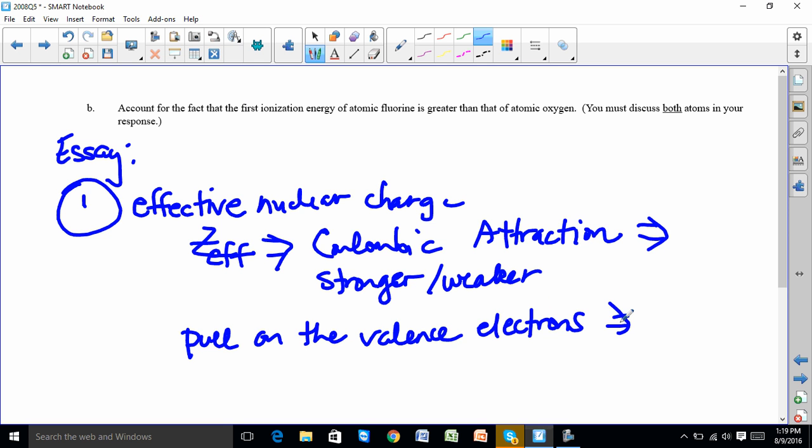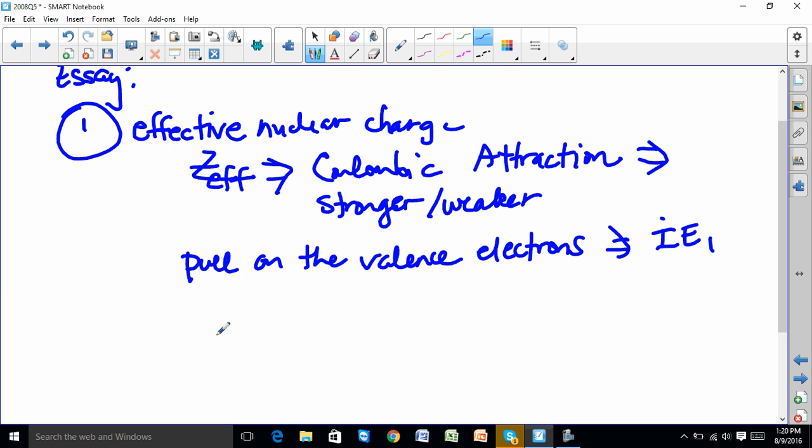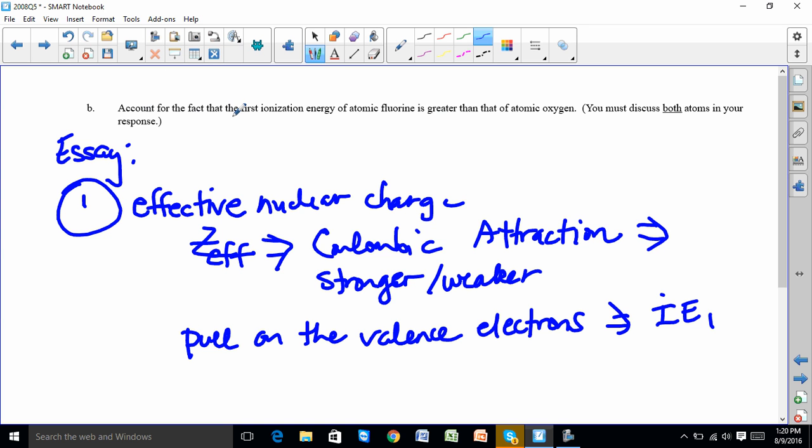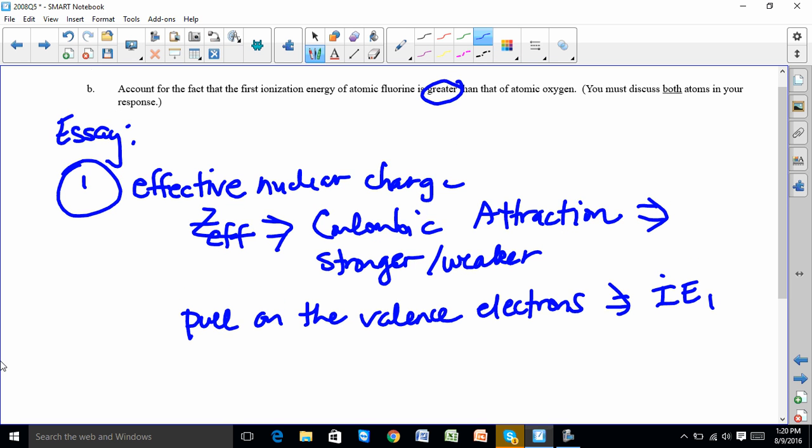And then finally, how that affects either radius, if it's a radius question, or IE1, ionization energy 1. So here's the thing. This is the template. And the thing that I want to tell you is, because of the way the question's asked, account for the fact that the first ionization energy of fluorine is greater. So we always should be talking about why fluorine is greater, not why oxygen is smaller or less than, because you answer the question the way it was asked.